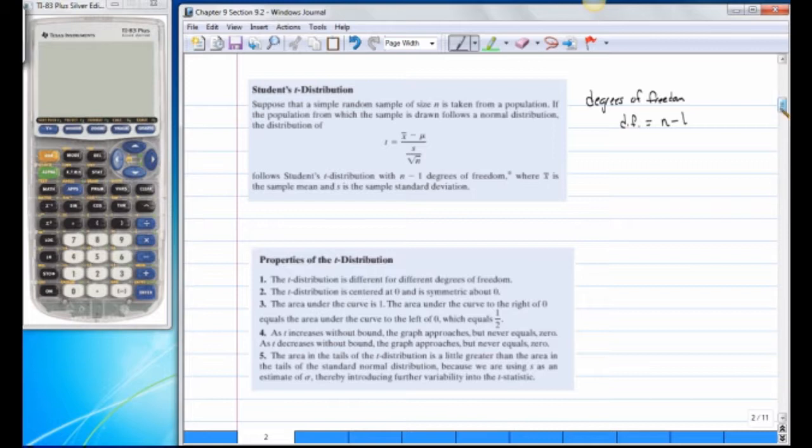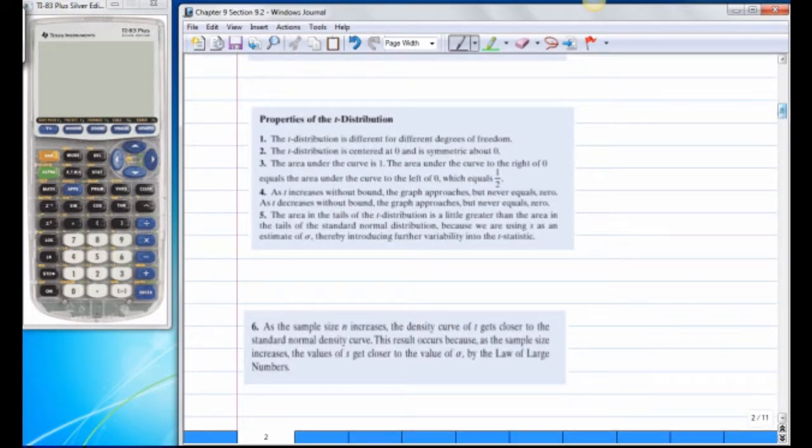Alright, so the t-distribution is very similar to the normal distribution. However, the t-distribution is different for different degrees of freedom. The distribution is still centered around the mean. It's going to have actually fatter tails than the normal distribution, but it's still centered around the mean 0. The area under the curve is still 1. The area under the curve to the right of 0 equals the area under the curve to the left, which is a half, so we still have the symmetry. As t increases without bound, the graph approaches but never equals 0. As t decreases without bound, the graph approaches but never equals 0.